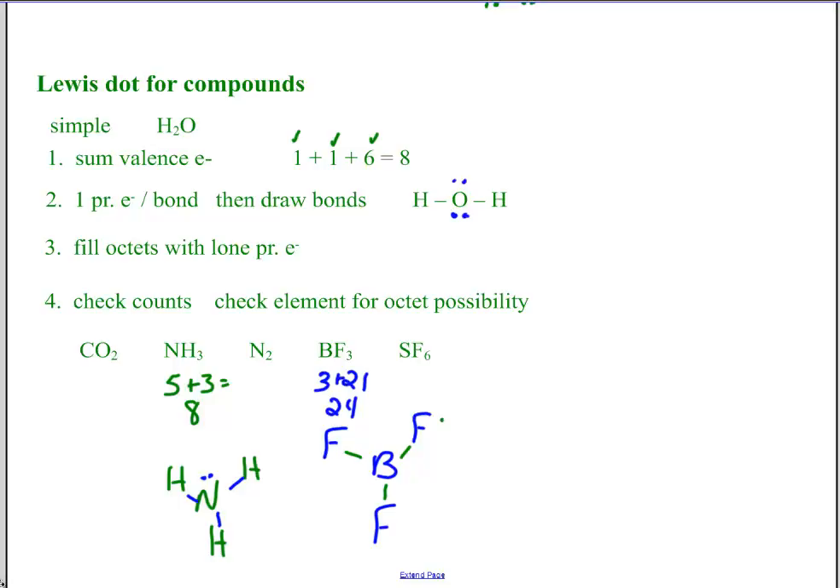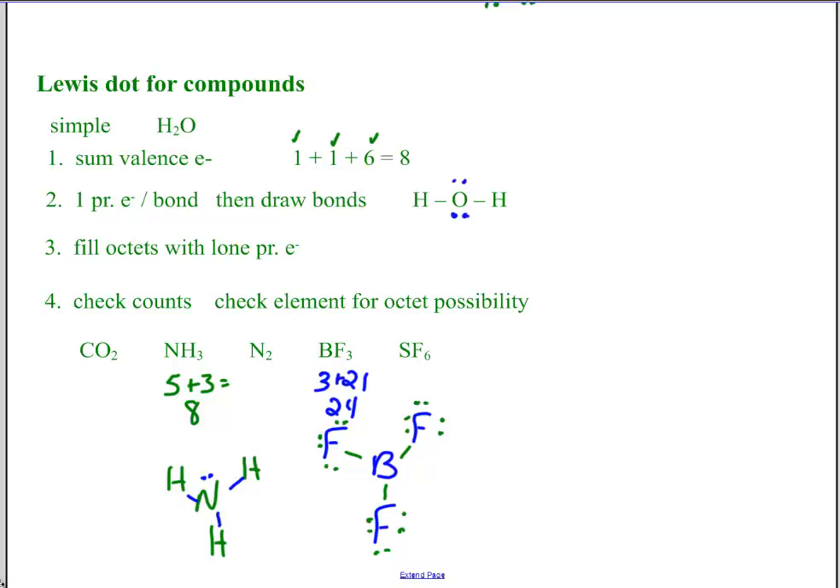So I'm just going to start putting electron pairs around my fluorines because fluorine needs an octet. Boron is in group 3. It can only have a maximum of 3 bonds attached to it, so 6 electrons. It cannot have an octet. Columns that can have octets start with carbon.